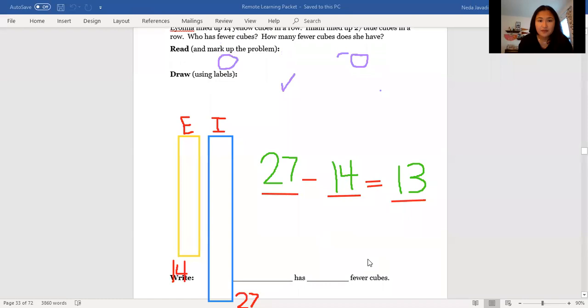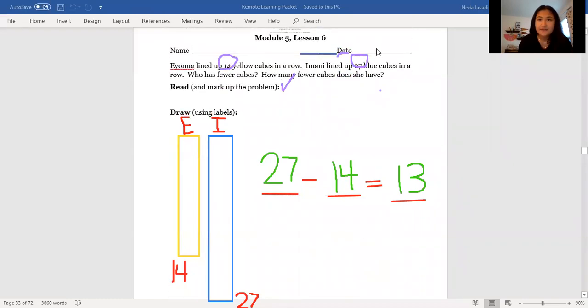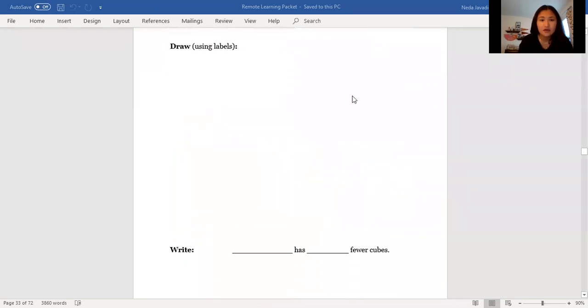At the bottom of your page, you're going to fill in your answer statement. So we're going to write Iana has blank fewer cubes. How many fewer cubes does Iana have? That's right, she has 13 fewer cubes. Go ahead and check your work. Make sure you have that answer statement. When you got it, let's keep going.